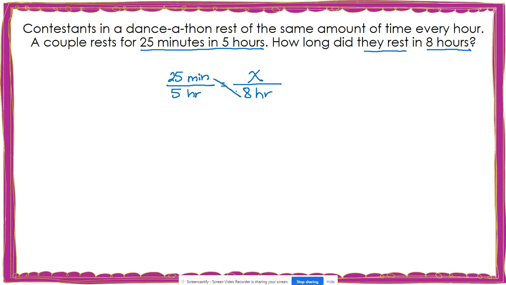So I would multiply 25 times 8, which would give us 200. And then I would put my equal sign. Then I would multiply x times 5, which would give us 5x. Now, to get x by itself, I would divide by 5 on both sides of my equation. 200 divided by 5 is 40. My 5 divided by 5 is 1, and 1x leaves us with just x, so the 5's cancel. This means that x equals 40, so the couple rests 40 minutes in 8 hours.